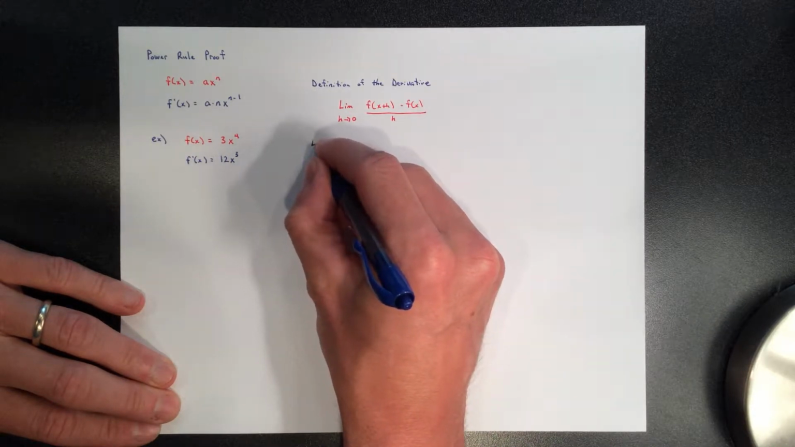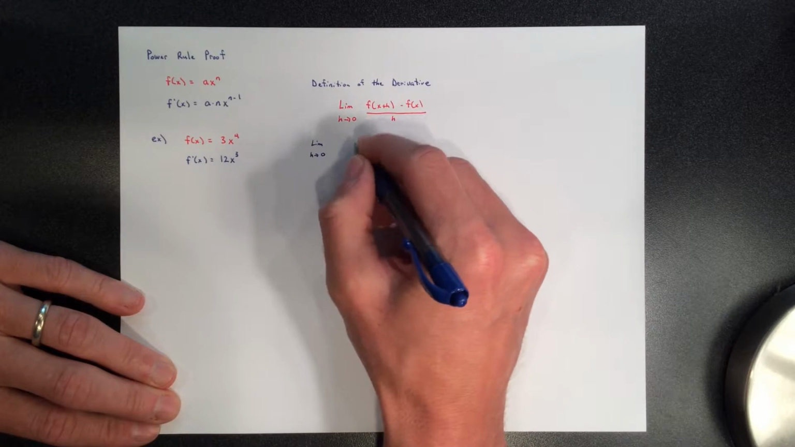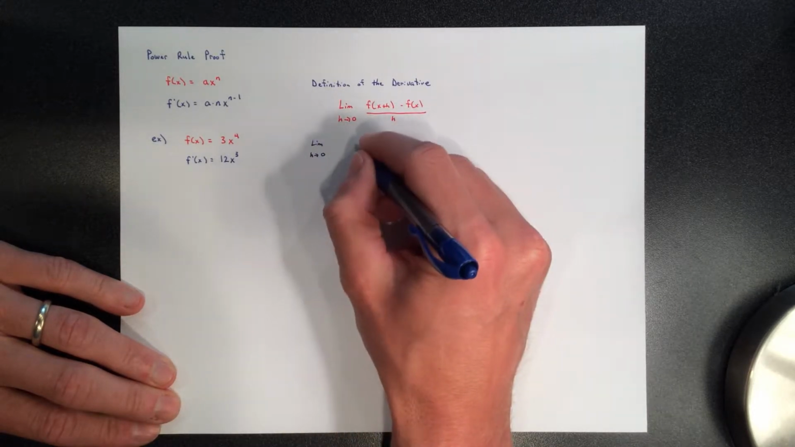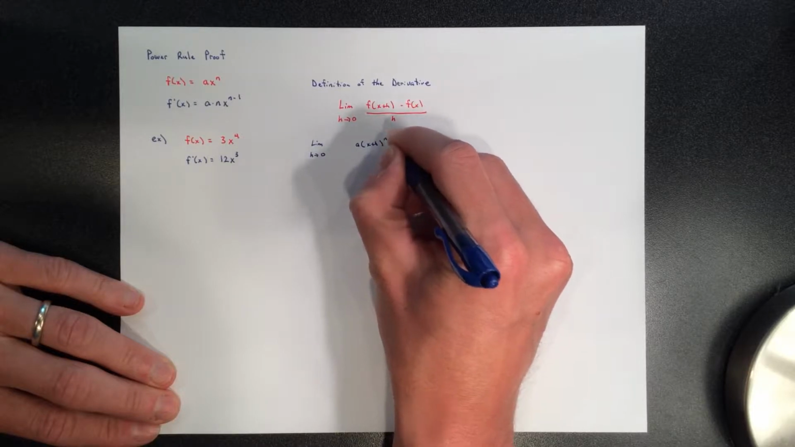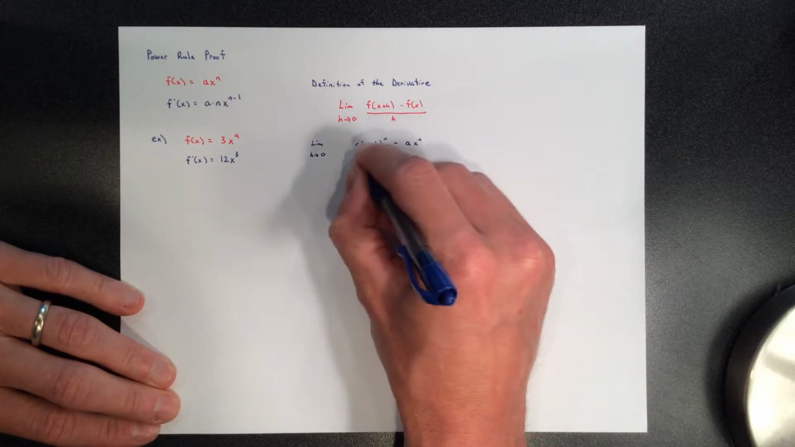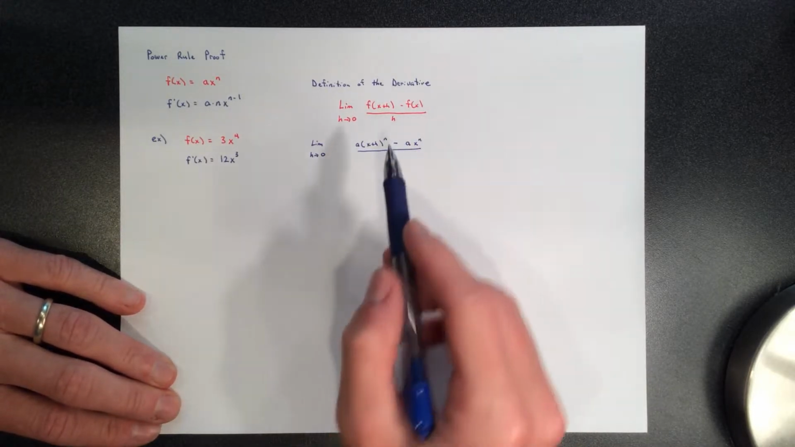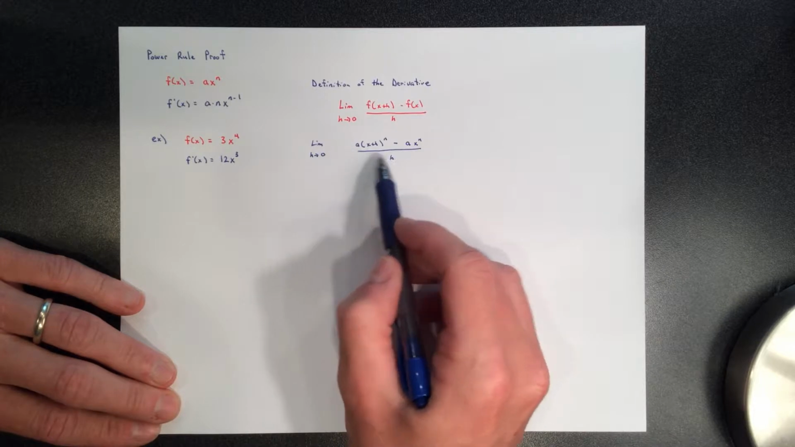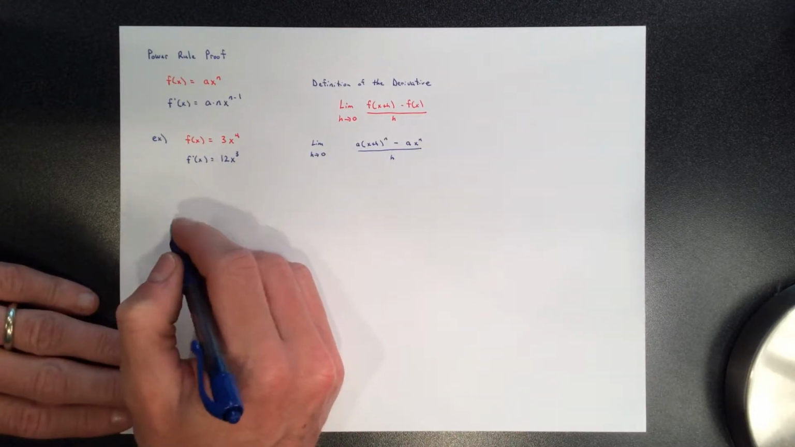So we're going to look at the limit as h goes to 0 of f of x plus h. Well, that's just a times x plus h to the n minus a x to the n, all over h. And we just need to simplify that. And again, what we're looking at here is we've got to expand this. So I'm going to come down here and look at some expansions.